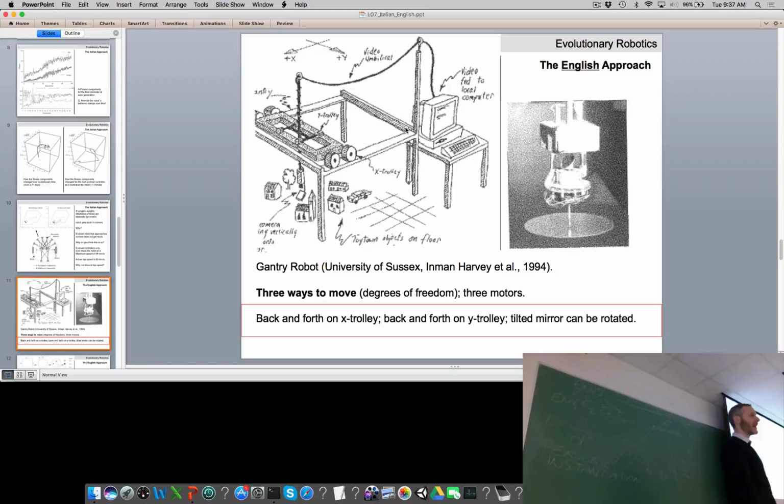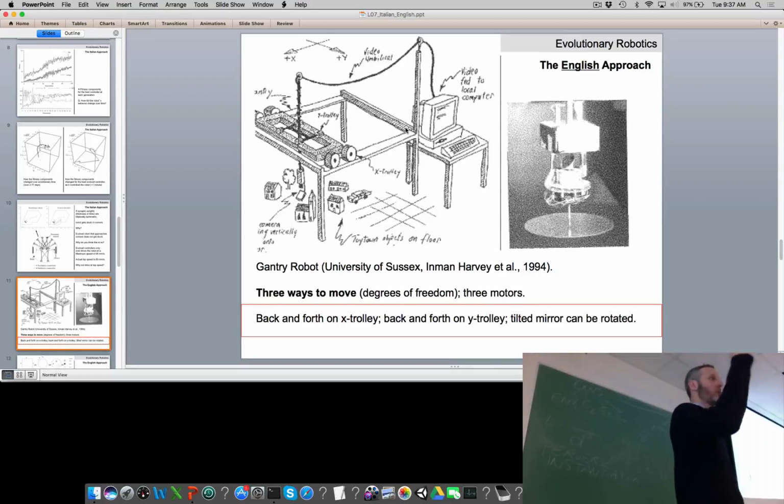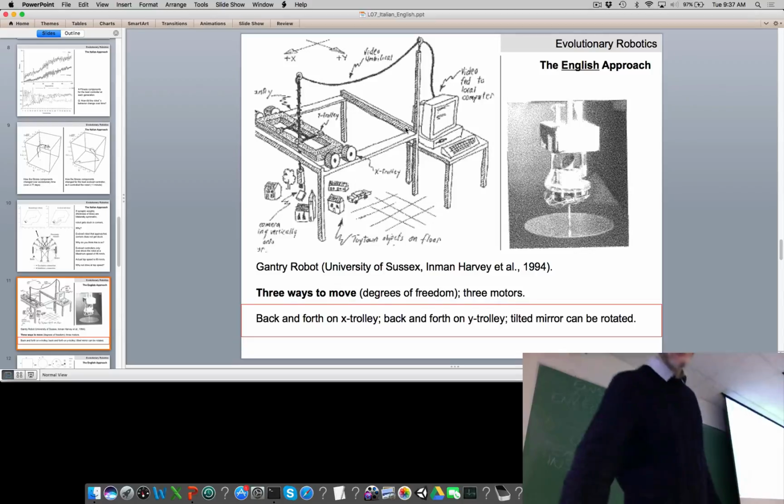Move in the XY plane. It can move in the XY plane, right? So it can move anywhere. It can move the periscope anywhere underneath the table. They can place objects and make interesting scenes for the robot to try and navigate. Okay, so we've got back and forth on the X trolley, back and forth on the Y trolley, and then this tilted mirror that can be rotated. 3 motors and some vision and a little bit of touch.